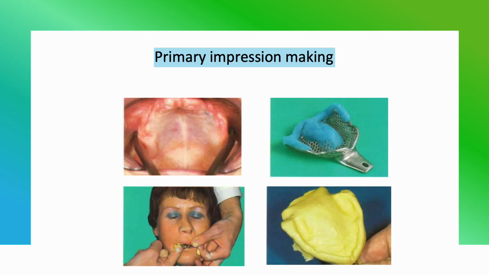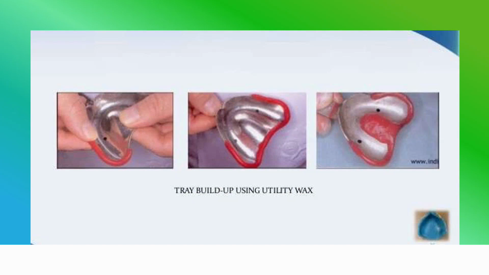This picture shows you how preliminary impressions are made with the help of stock trays. In case there is inadequate adaptation or extensions of the stock trays, you can extend it with the help of utility wax, or in case of a high vault palate, you can extend the palatal depth with the help of wax, so that the void in the impression is avoided.